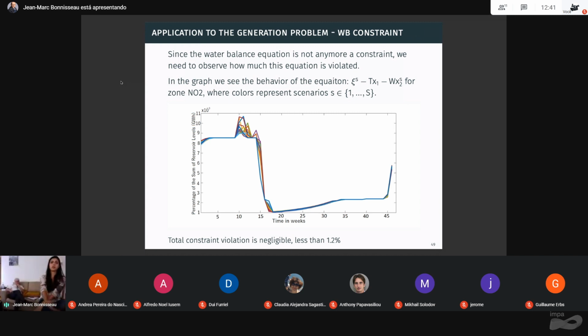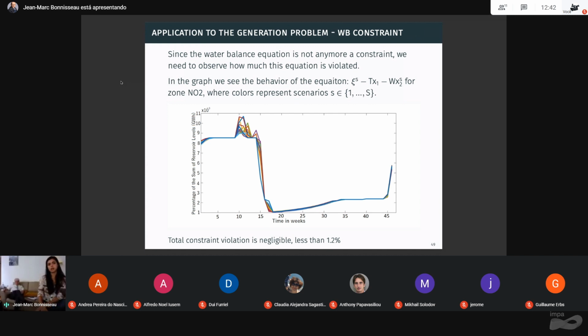So one observation is that since the water balance equation is no longer a constraint, we need to observe how much this equation is violated. So here we have a graph of this equation, psi x minus cx1 minus wx2x, where colors represent scenarios. This is for the zone NO2 in Norway.